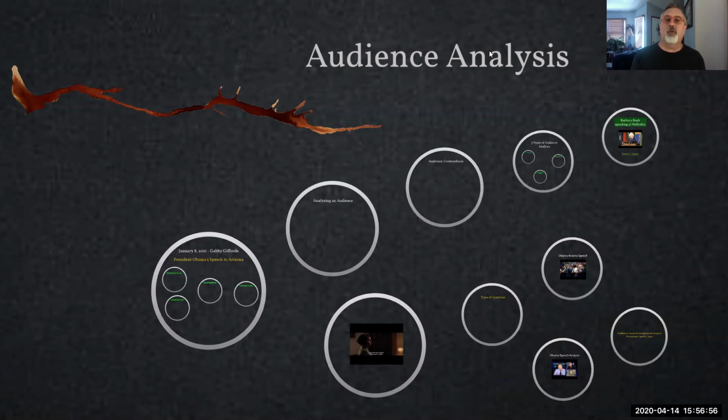Audience analysis helps you learn all kinds of valuable things about your audience, and as a result, you can alter your speech. And you're going to see an example of that in a little bit, an excellent job of doing an audience analysis. So here's an example of audience analysis actually in action.